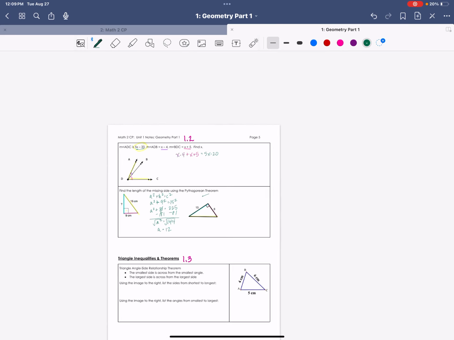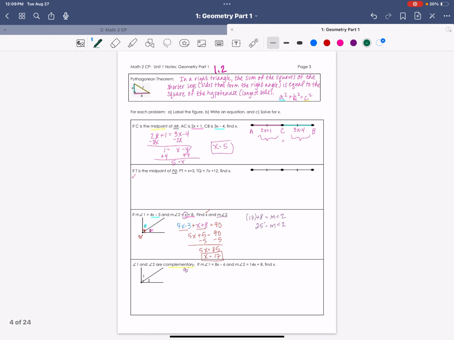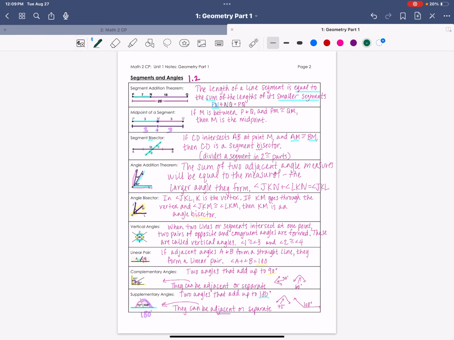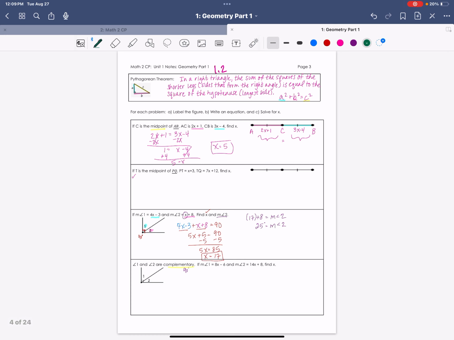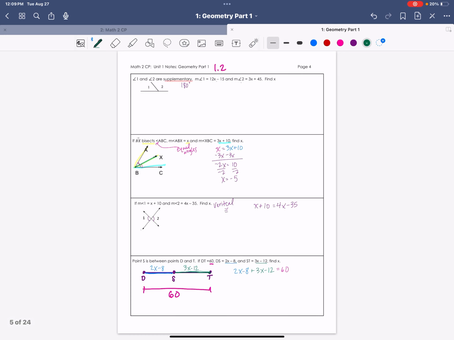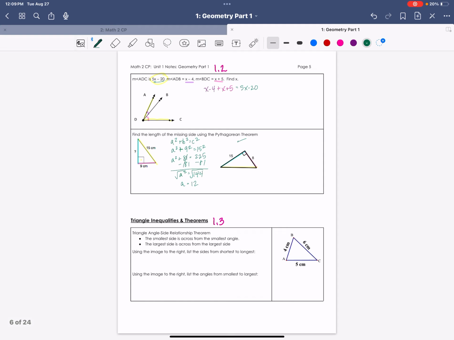All right, so remember, take all the vocab we did from the first part of 1.2 and make sure you understand what the terms mean, and then you're applying them here. So finish any of the other problems that I did not complete, and then you're good once you get to this part. All right, and that's how you do angles and segments.